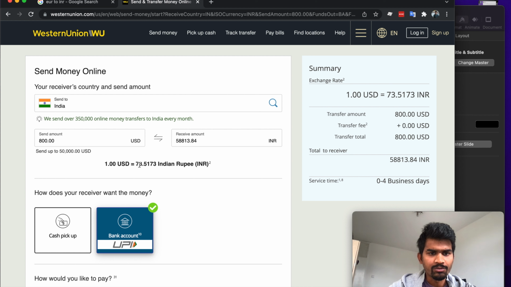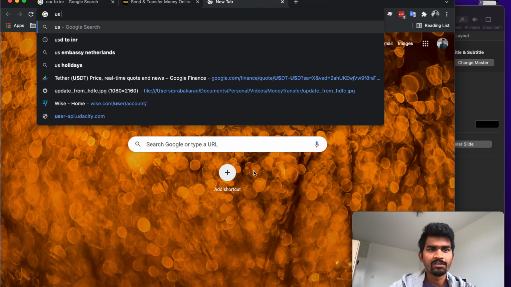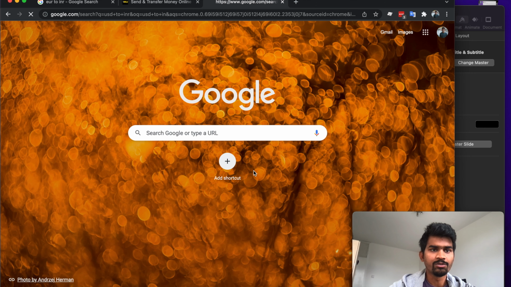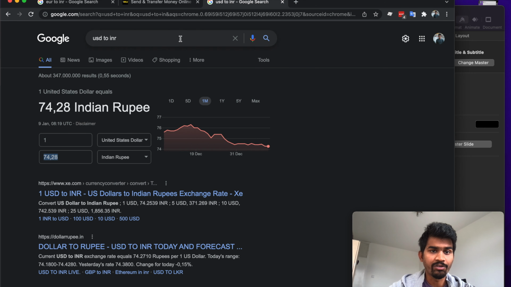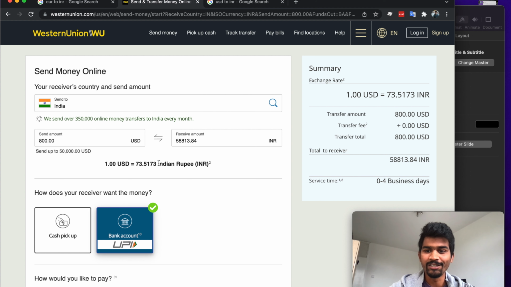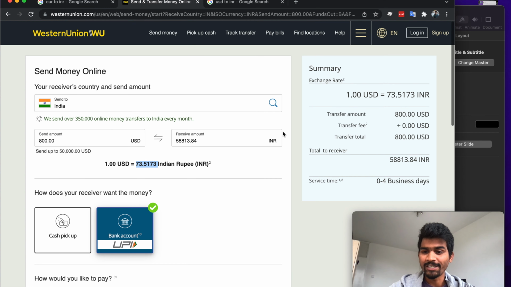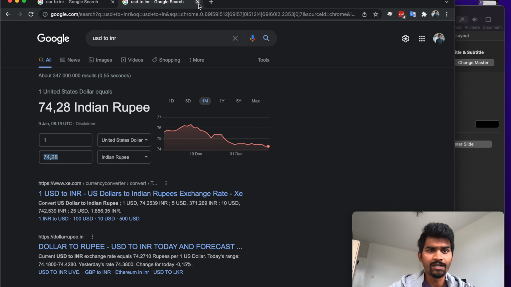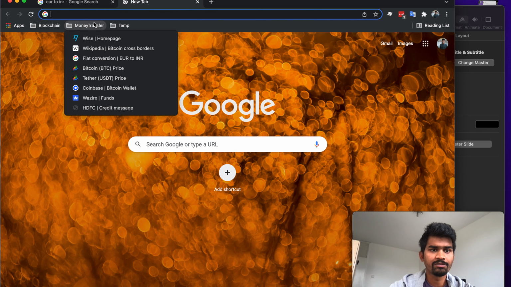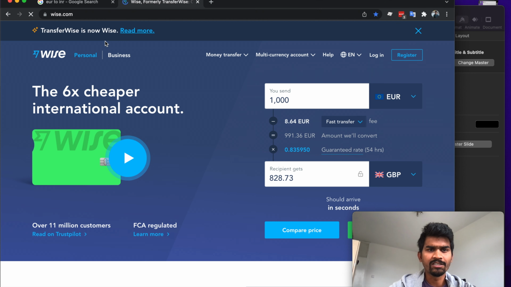What I'm trying to show you here is the conversion rate which they are using. In Western Union they are saying it's 73 rupees and 51 paise for $1. If we check USD to INR, it's actually 74.28. So 1 rupee is already lost in this conversion. On top of this, put the fee as well. So it's always expensive. That's why Transferwise is one of the best players in the market now.